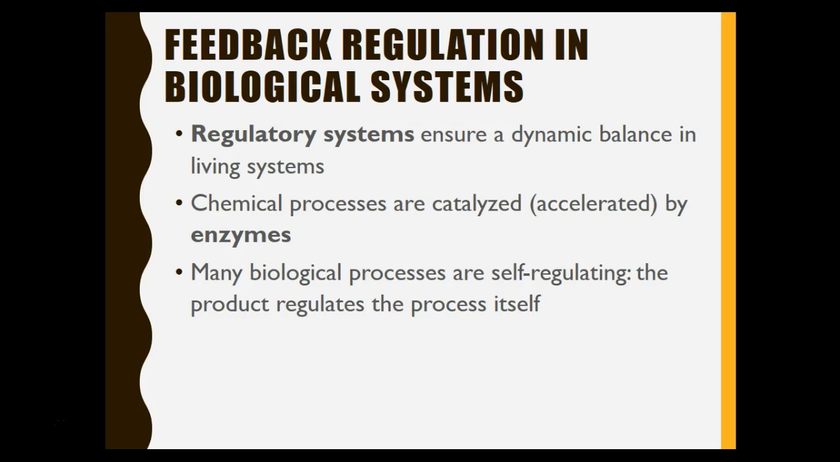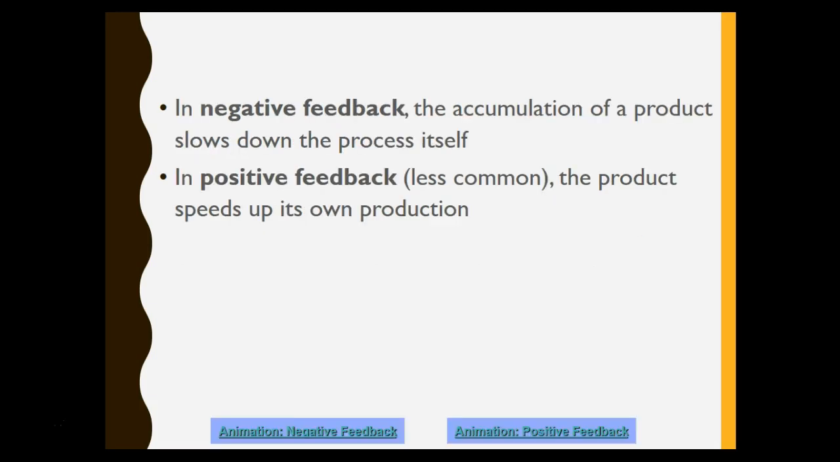So let's talk a little bit more about feedback regulations. So regulatory systems ensure a dynamic balance in living systems, so there's always regulation. We don't want to have too much or too little of anything. The chemical processes that are accelerated by this are called enzymes. Many biological processes are self-regulating, so the product itself regulates the process that it's actually going to do. So there's 2 types of feedback.